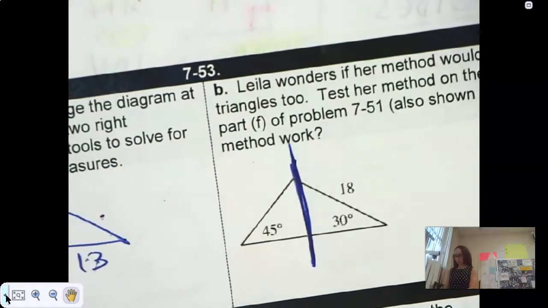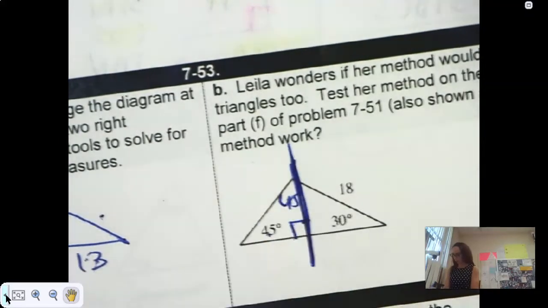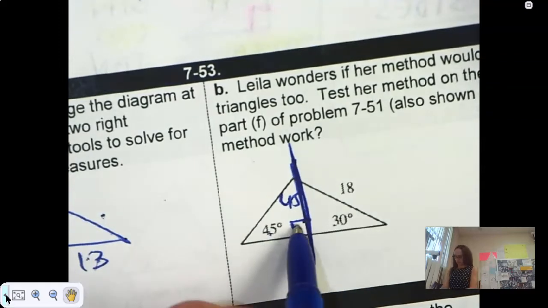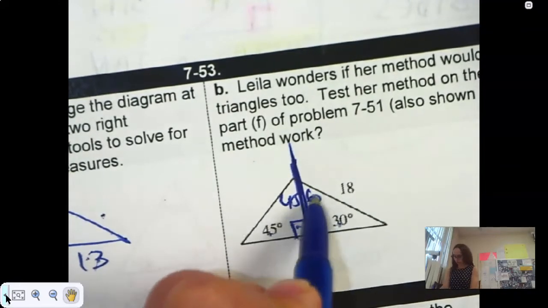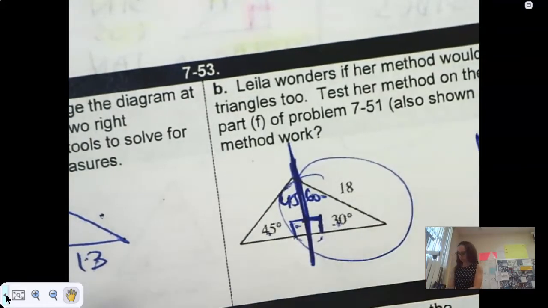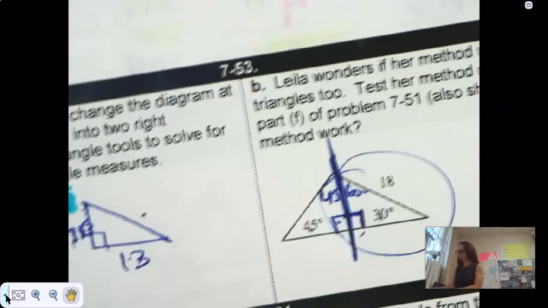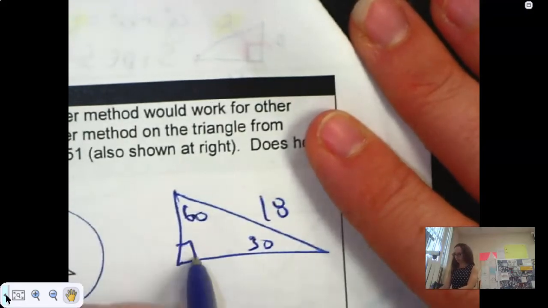If I cut this one in half, there's a right triangle. If this is 45, what's this? 45. If this is a right triangle, then this is a right triangle. If this is 30, what's this? 60. And then I can retake this, put it over here, 60. Oops, you can't see that, I'm sorry. 60, 30, 18, right triangle.